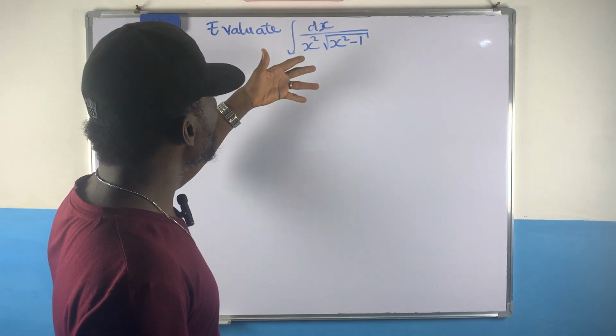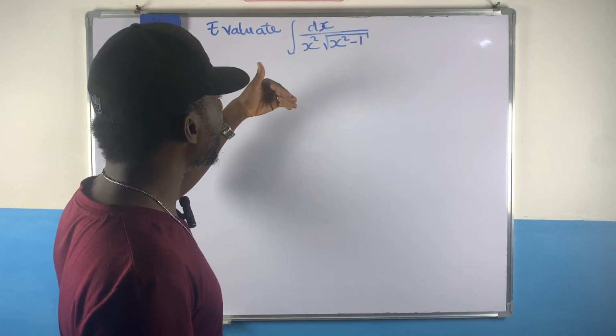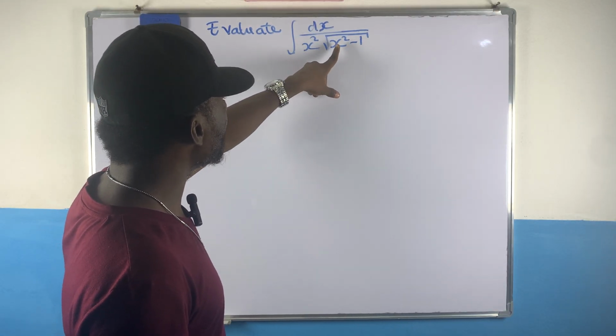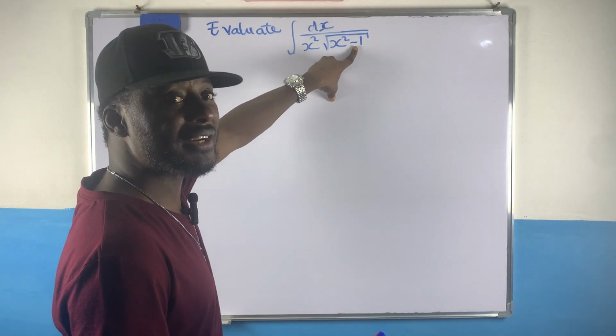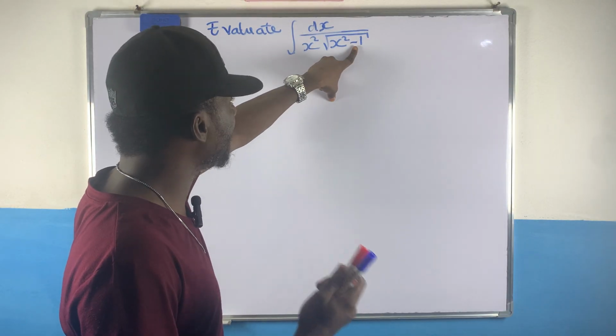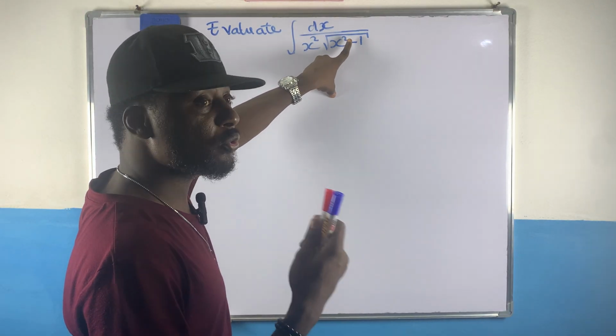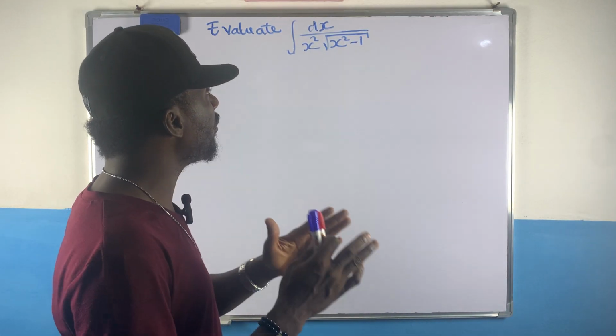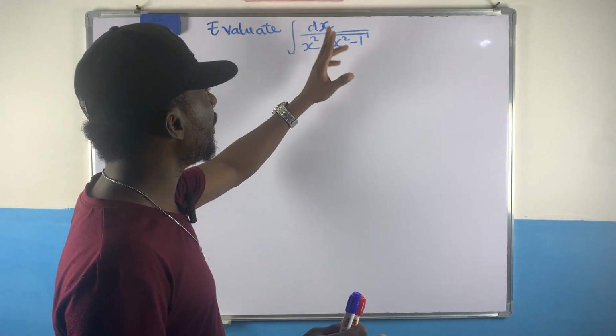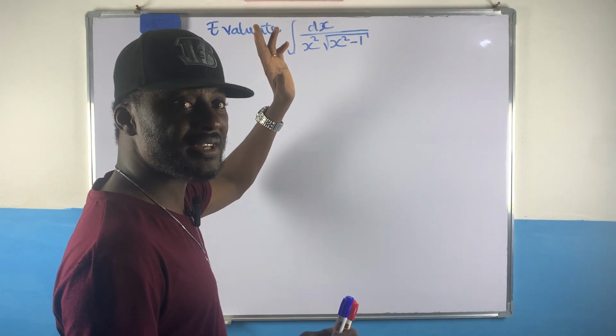Now, if we use hyperbolic cos, something like cosh theta, we are going to have cosh squared theta minus 1. And cosh squared theta minus 1 is sinh squared theta. So the square root of sinh squared theta will give us sinh theta. So you see that using hyperbolic cos will enable us to cancel out the root sign.